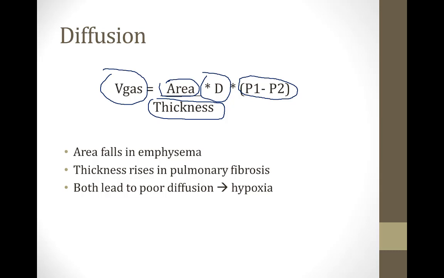So the area for diffusion falls in emphysema. In emphysema, alveoli get destroyed and there isn't much area, so there's less gas diffusion, and that's why patients can get hypoxemic and develop high levels of carbon dioxide.